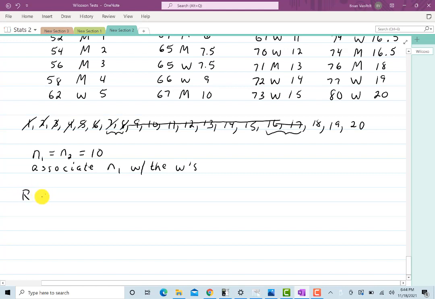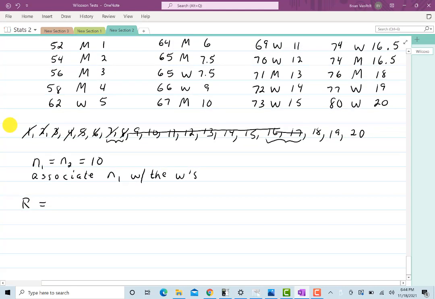That means I want to add up all the rankings for the W's. And so as you start, my first one here occurred at the 62. So we're going to start putting these numbers in. 5 plus, where's my next one? 7.5. After that, then I have a 9. Then I have an 11 and a 12. And 14 and 15. And 16.5. 19 and 20.